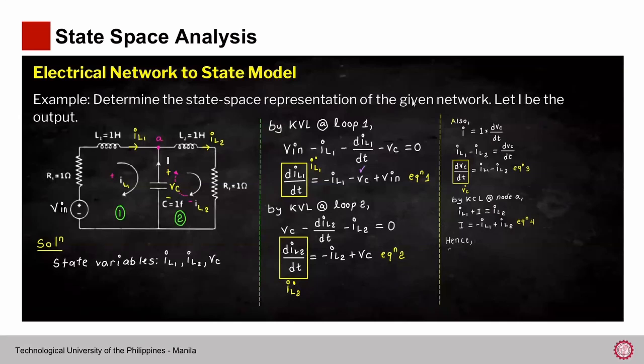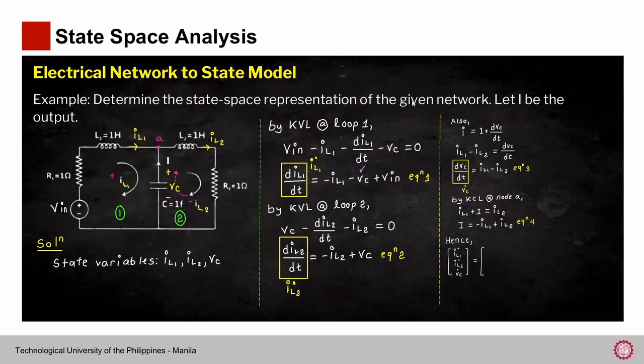So sa state model, guys, di ba, sabi nga natin, we just need to write the state variables. So ano yung tatlong state variables natin, guys? So we have IL1, we have IL2, and we have the VC. Kaya lang, since this is the first matrix, dapat naka-derivative yung tatlo, guys. Okay? So this is equal po saan? So we will write the state matrix.